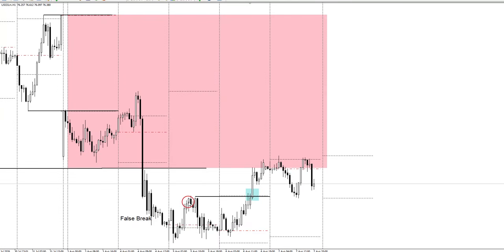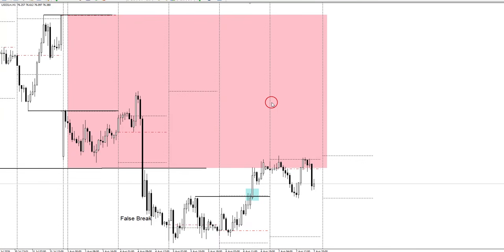We want to see if they're gonna keep on going down, but eventually that's where they fell. Okay, they fail to go down and then eventually they come and break this high. So this is now super important. There is a change in market structure.